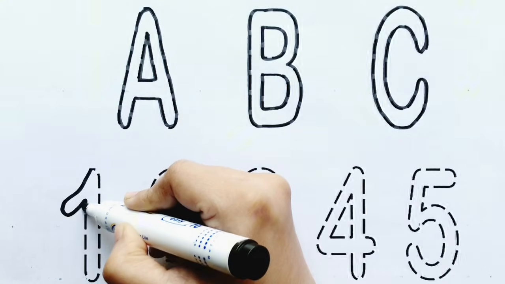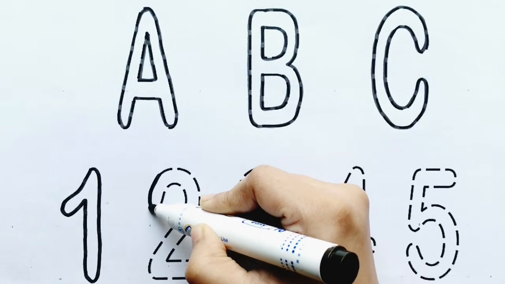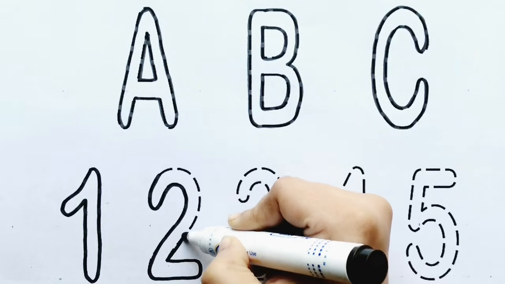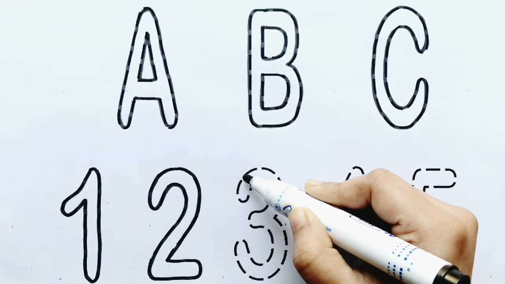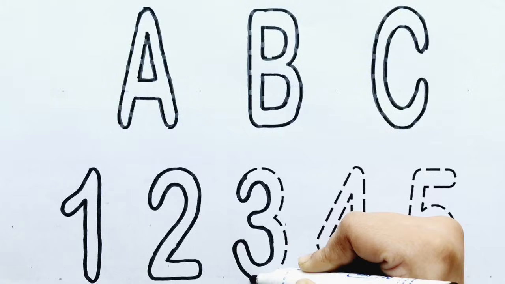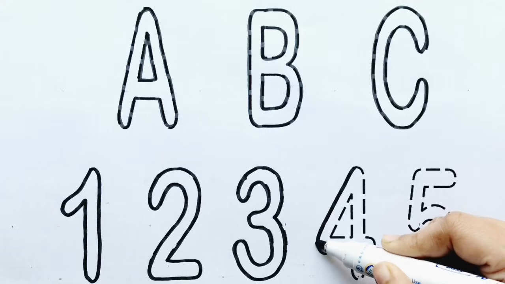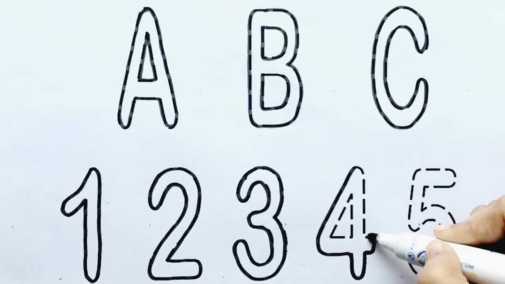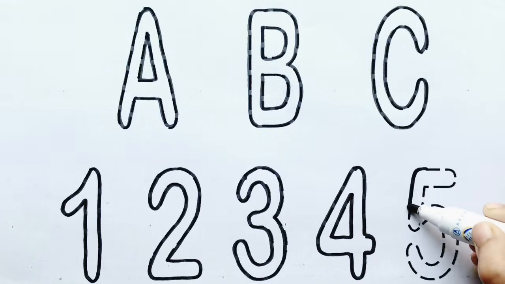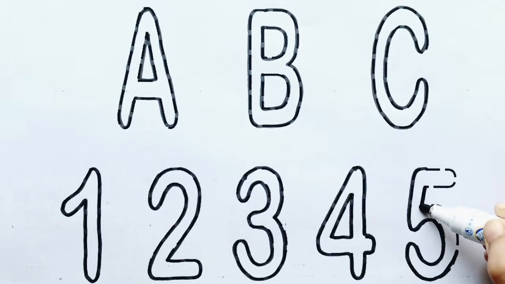Number 1, 1, 2, 3, let's go. A, B, C, count the rhythm and 1, 2, 3, we're singing all together. A, B, C, count the rhythm and 1, 2, 3, number 3, singing all together. Number 4, 1, 2, 3, we're singing all together.